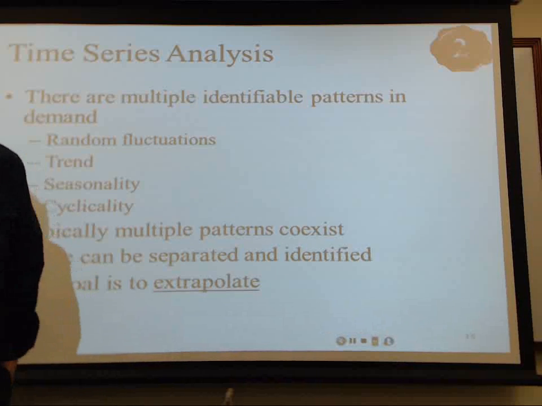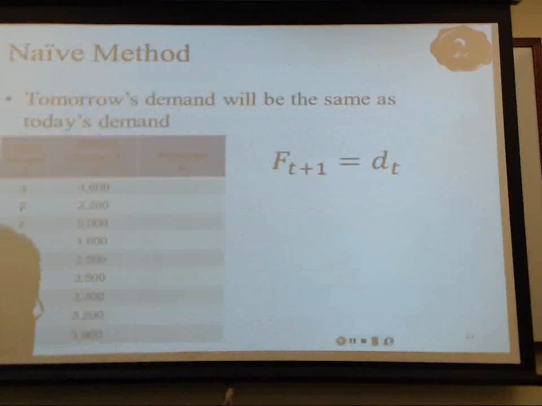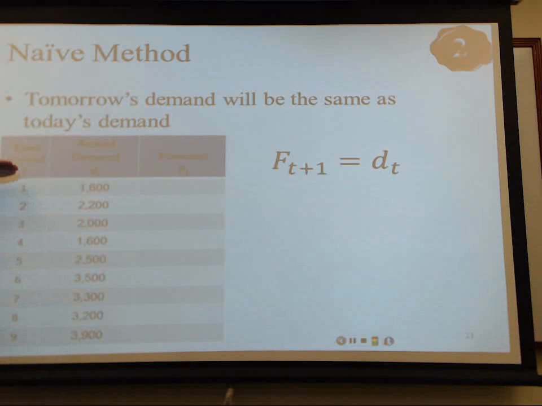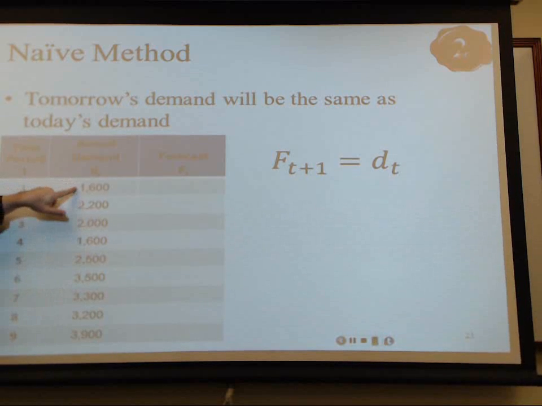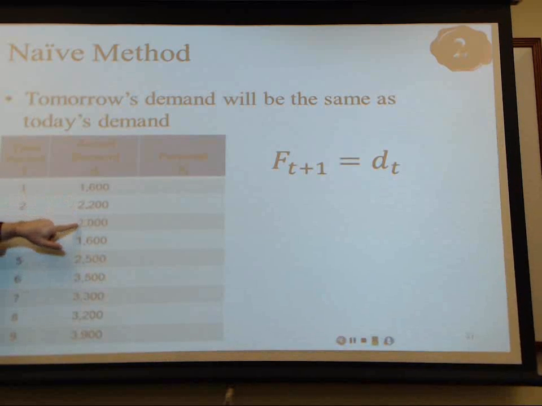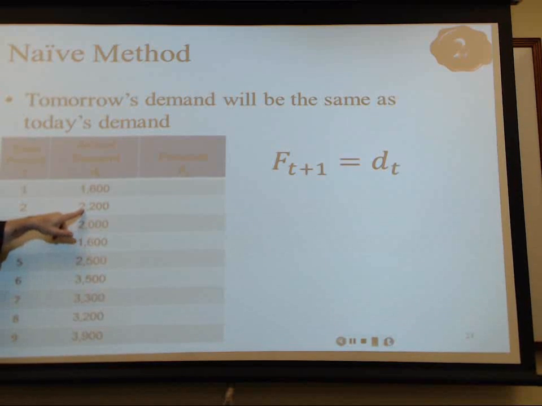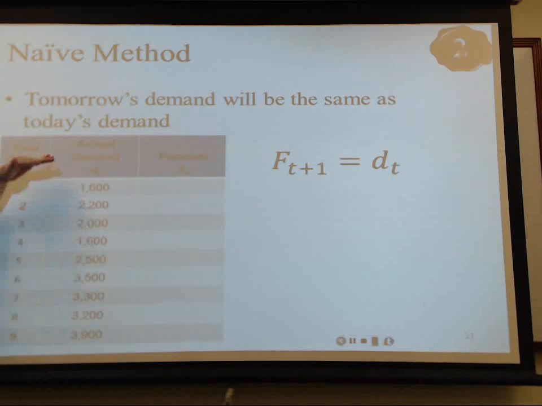Now let me show you a time series. So this is a time series. On the one side you have period 1, period 2, period 3, etc. So these are time periods. They could be days, weeks, months, years, etc. And then you have an observed actual demand for each period. Let's say this is the actual demand in period 1, actual observed demand in period 2, period 3, etc. So this is a time series.